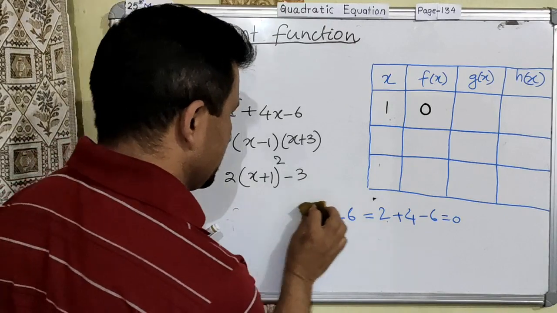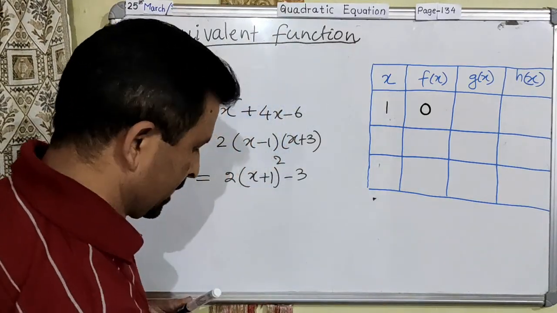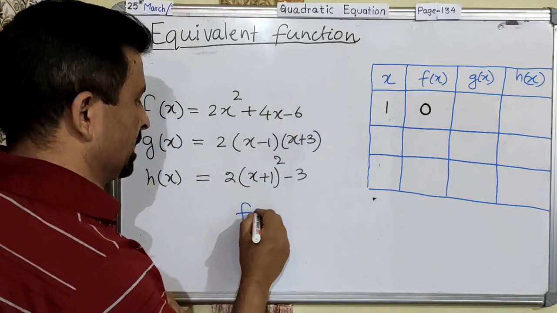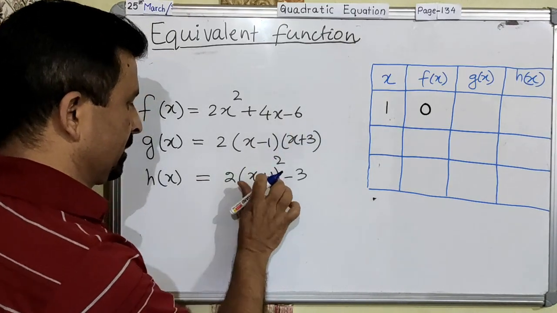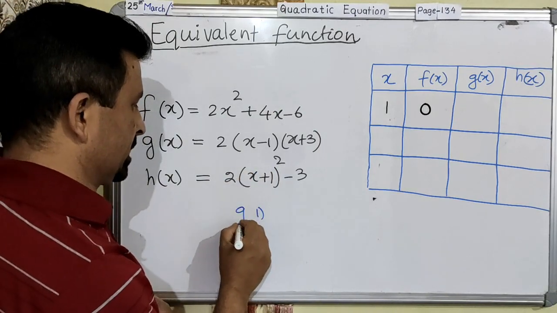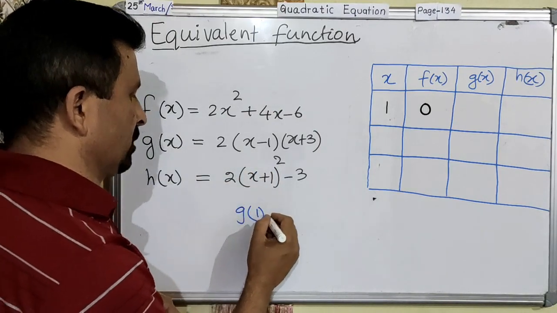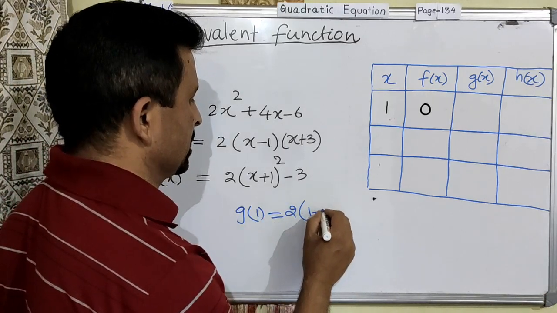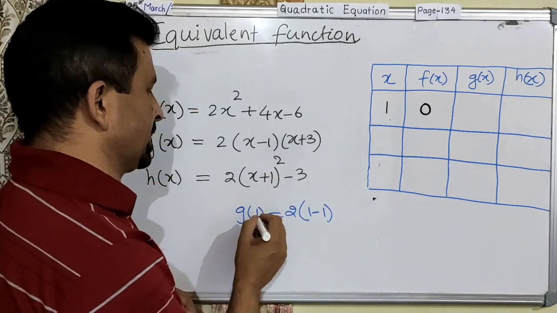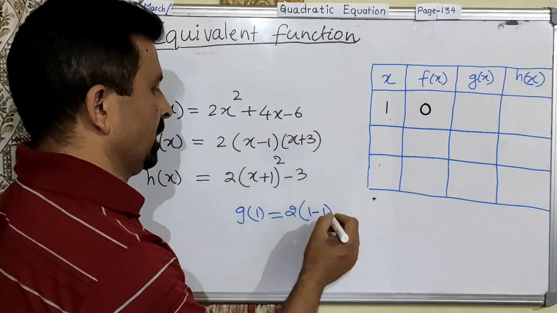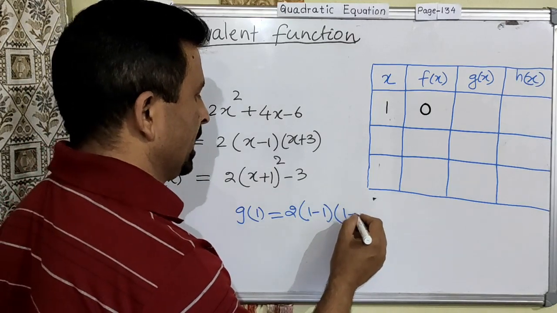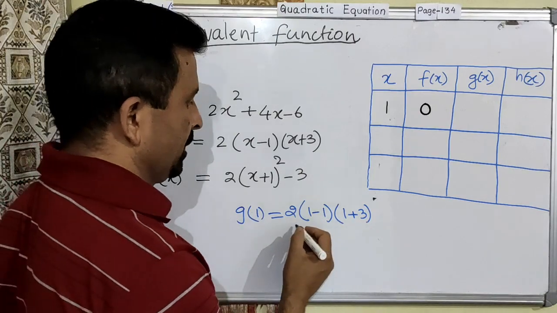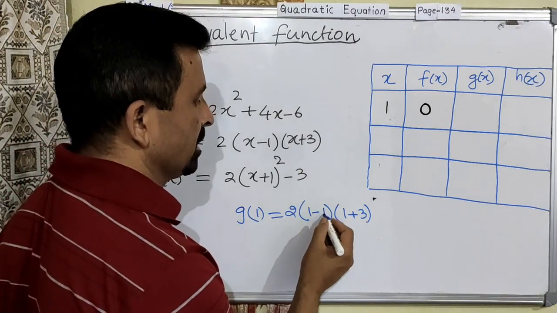So we checked with the first function. Now let us check with the factored form. In the factored form, we again take the same value of x. g(x) at x equal to 1 is equal to 2 into 1 minus 1, because we are taking the value of x as equal to 1, into 1 plus 3. Is it okay? So this gives you what? 1 minus 1 is 0.